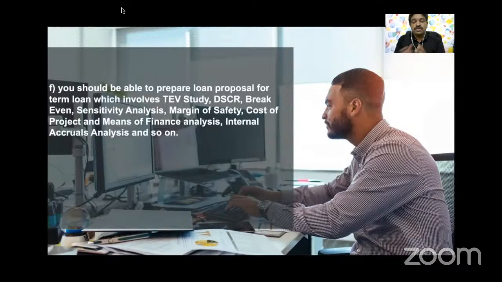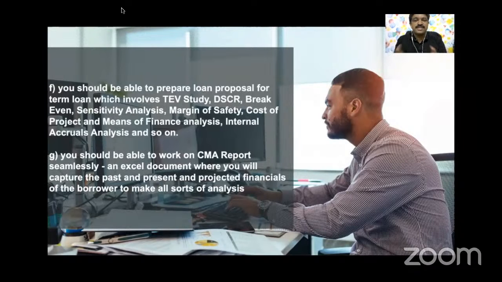Next, you should also be able to work seamlessly on the CMA report, the basic Excel document which captures the past financial data as well as the current estimate and projection. And from this only, all kinds of analysis will happen.